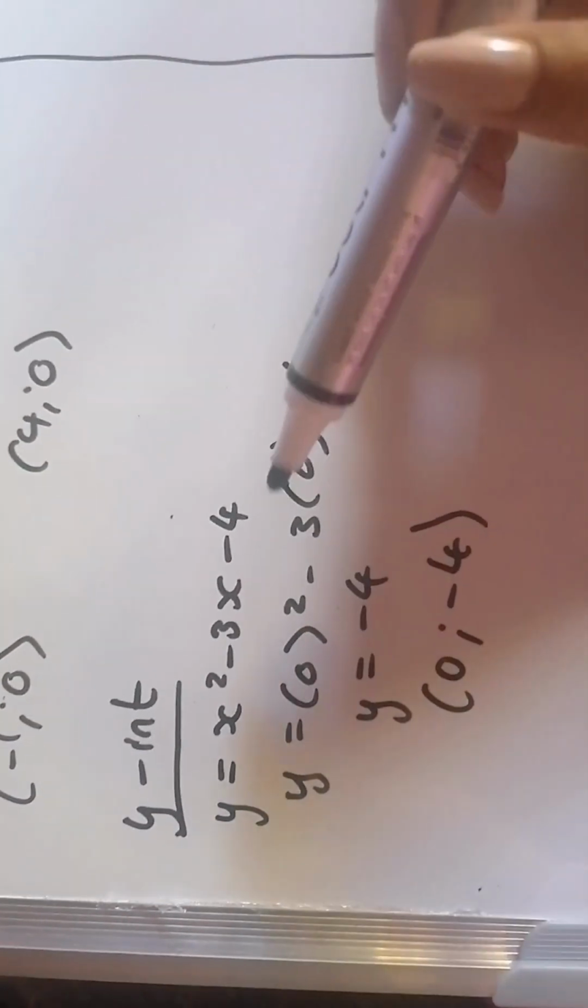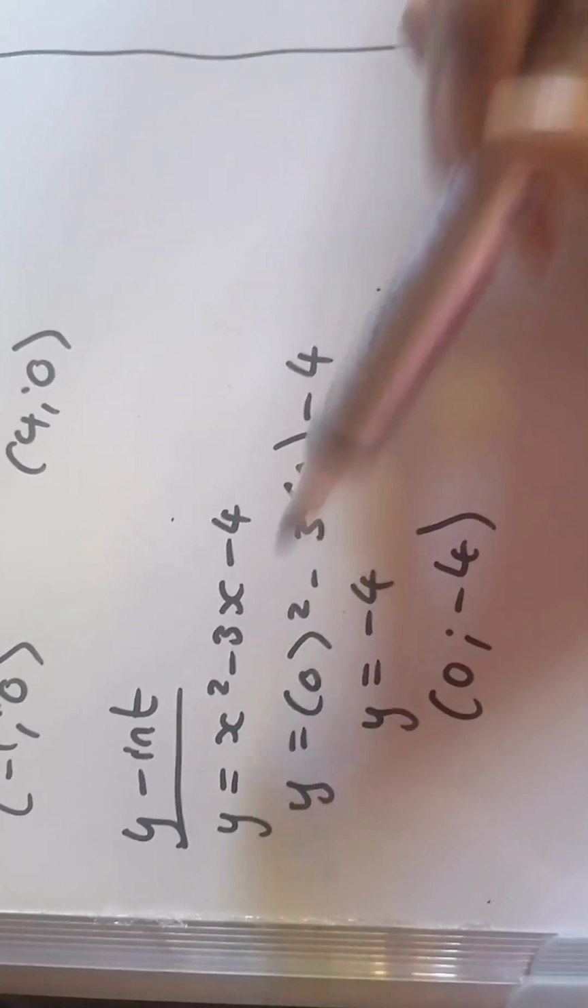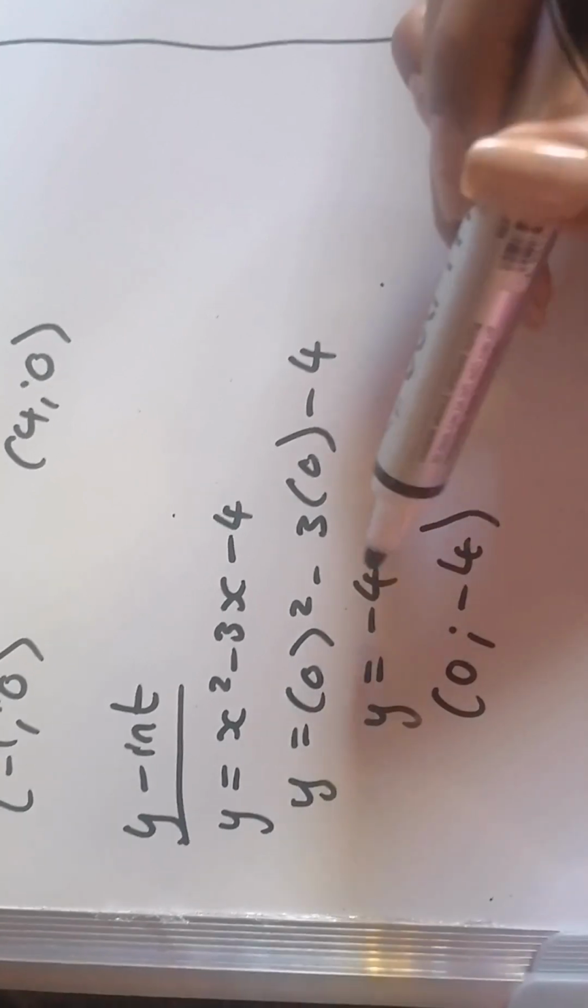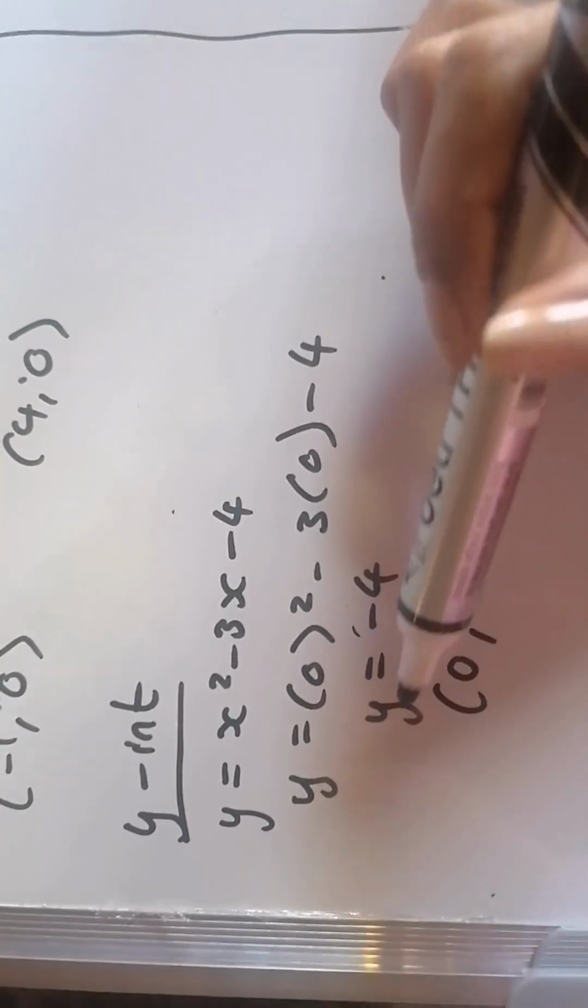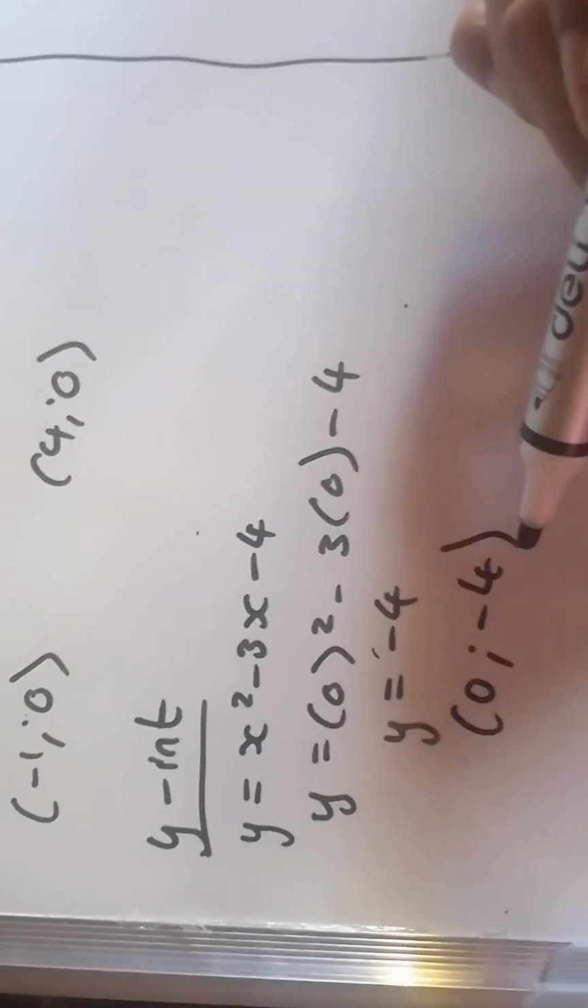For y-intercept, I need to substitute wherever there's x as 0. So in place of x, I put 0. And I put it in the calculator, and I got an answer of minus 4. So I write it in coordinate form. My y-intercept coordinate will be 0 and minus 4.